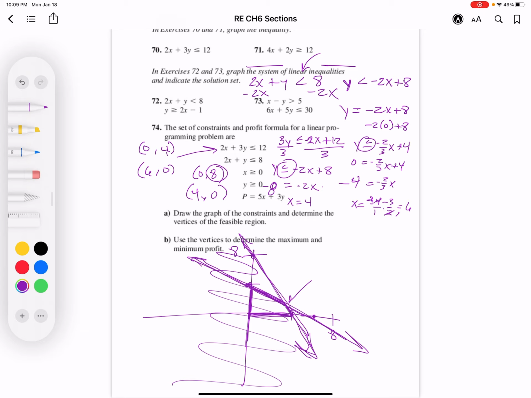And we want to know what this point is. So you might be able to visualize that, and you might not. I can't quite visualize it. So I'm going to go ahead and figure out what that is. I'm going to set them equal to each other. So I've got y equals negative 2x plus 8.